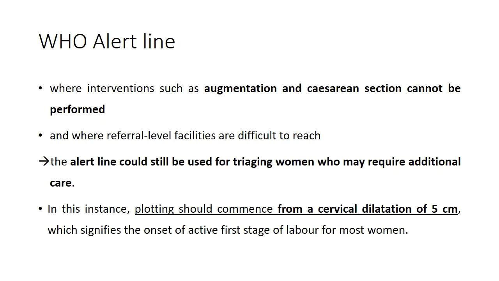So if you work in a clinic where you cannot do augmentation or cesarean sections, and it's like in our setup where it's difficult to reach the next level of care because of long distances involved, then the alert line could still be used to triage women who may need to be referred for additional care. So if we work according to the new evidence, plotting should commence from a cervical dilatation of 5 centimeters, when women are really in the active first stage of labor, and if after 2 hours there's not good progress, they might need to be referred to the next level of care.